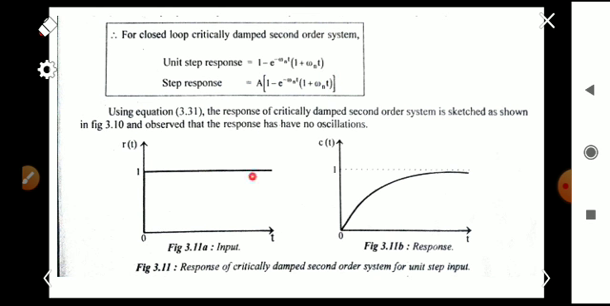This is the input r of t, we are giving a unit step input, and in the response we observe that the response has no oscillations. The second order system has no oscillations, and it approaches the final value 1 as time t increases. So I hope all of you understood the derivation well. So thank you.